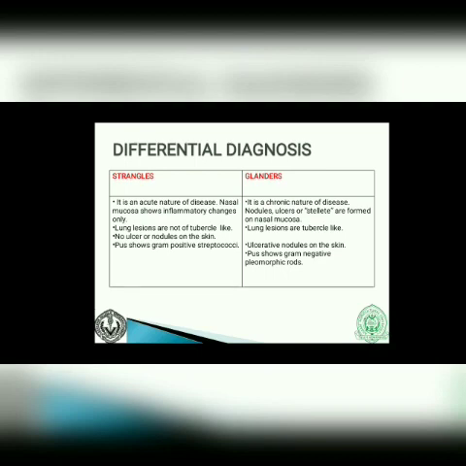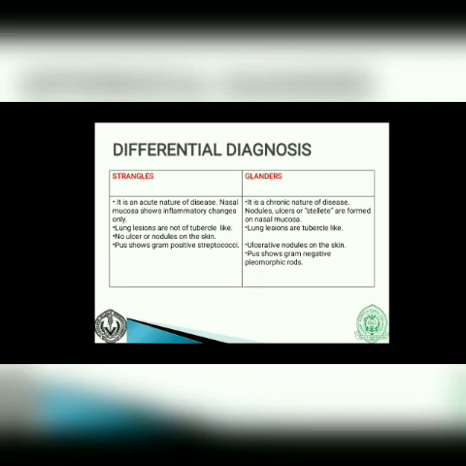So, as I have already mentioned, strangles is caused by Streptococcus equi subspecies equi, whereas glanders is caused by Actinobacillus mallei. Strangles is an acute disease and glanders is a chronic disease. The nasal mucosa will show inflammatory changes only in case of strangles, whereas it will show nodules, ulcers, or stellates in case of glanders. The lung lesions are not tubercle-like in strangles, whereas they will be tubercle-like in glanders.